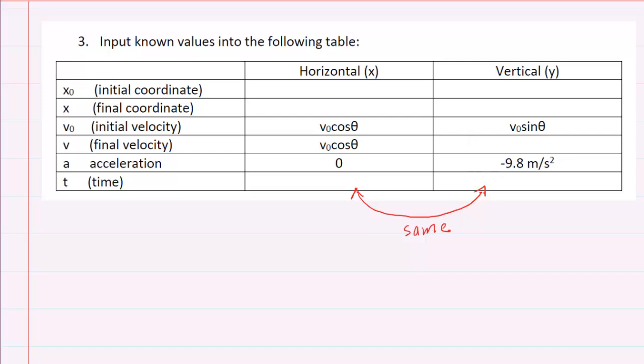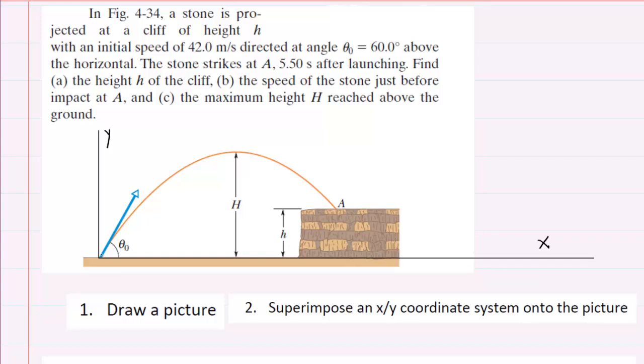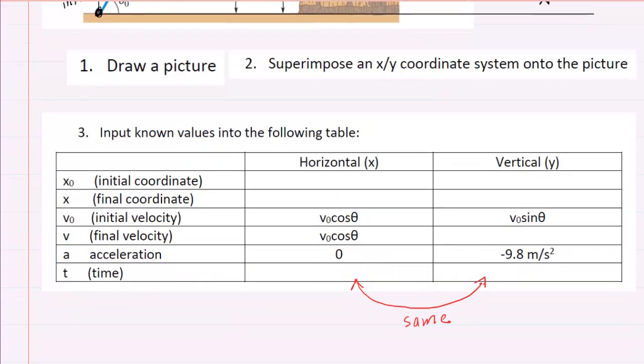Let's start with the initial coordinates for both the horizontal and the vertical direction. So you go back up and you look at your picture, and your initial launch point was over here. Sometimes it's helpful to even label that as initial. And hopefully we can see from our superimposed XY coordinate system that the initial coordinates are both 0. So the initial X coordinate is 0 and the initial Y coordinate is 0. And we would go ahead and fill that into our table like so.